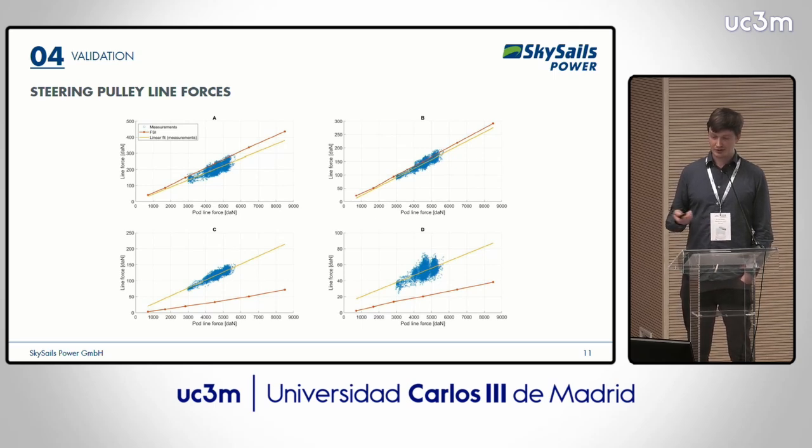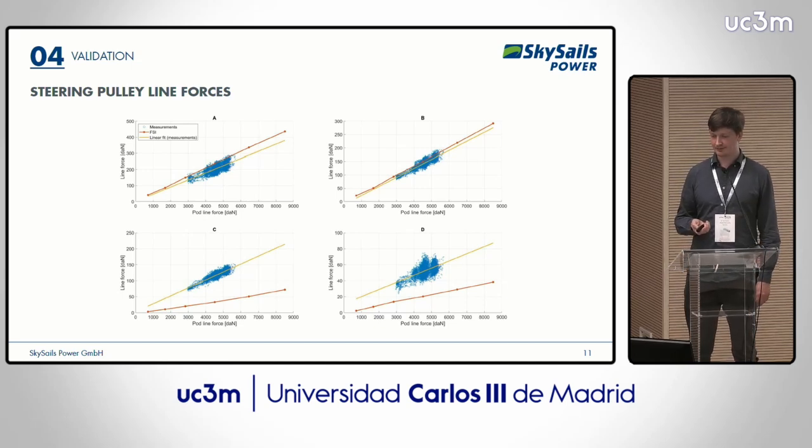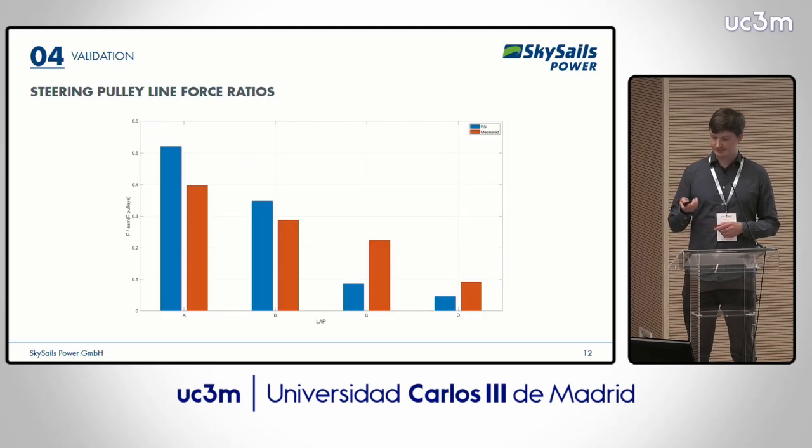So moving on to the steering pulley lines, it's actually the same thing as in the previous plots. Again, the forces in A and B are overestimated. The forces in C and D are underestimated. So again, this means that the kite is front-loaded in the simulation. And also here, using the bar plot, the same results can be shown just using a different representation.